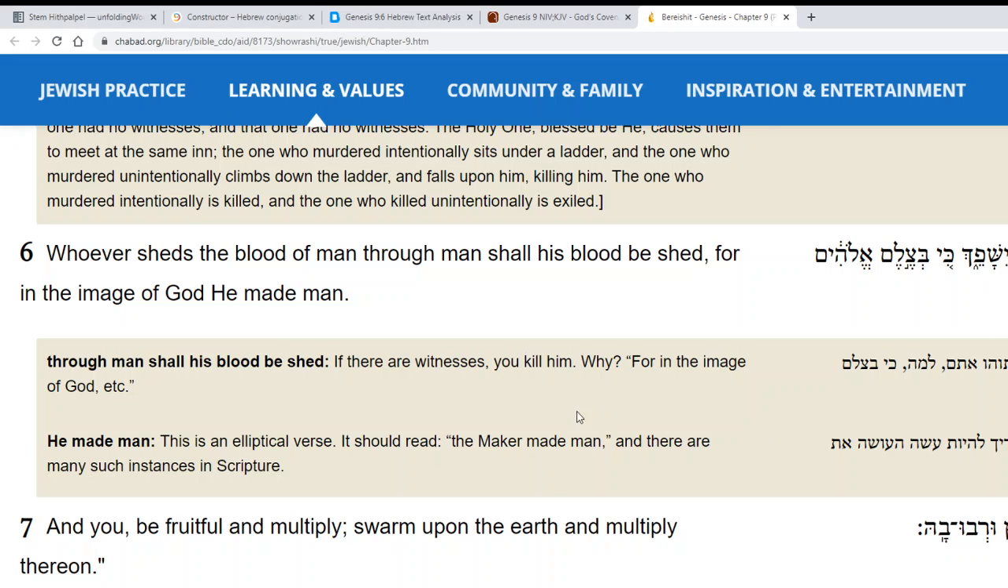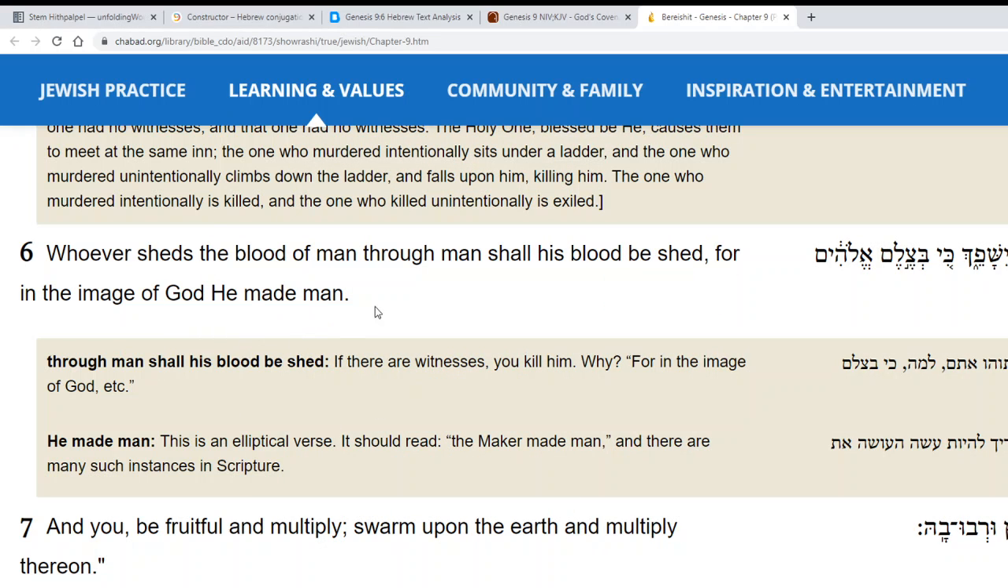So Rashi, the second Rashi, I'm not going to read this first Rashi. The second Rashi says this is an elliptical verse. It should read, the Maker, Habore, made man. And there are many such instances in scripture where things are written parsimoniously, without putting all the words there.